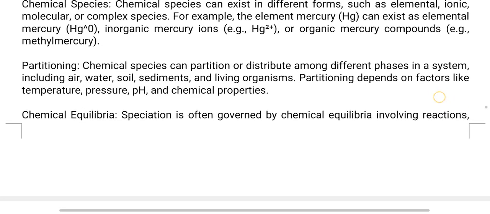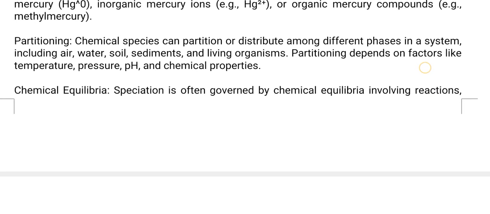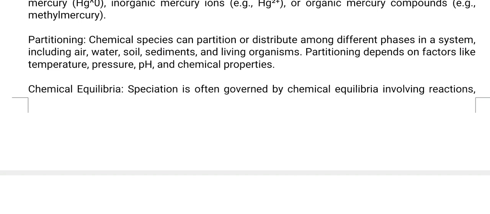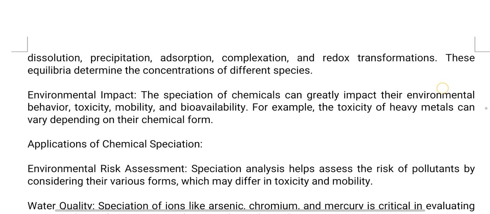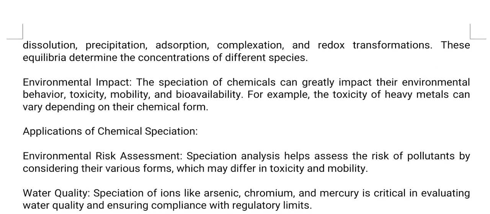And partitioning. Chemical species can partition or distribute among different phases in a system, including air, water, soil, sediments, and living organisms. So, partitioning depends on factors like temperature, pressure, pH, and chemical properties. And chemical equilibria. Speciation is often governed by chemical equilibria involving reactions, dissolution, precipitation, adsorption, complexation, and redox transformations. These equilibria determine the concentrations of different species.